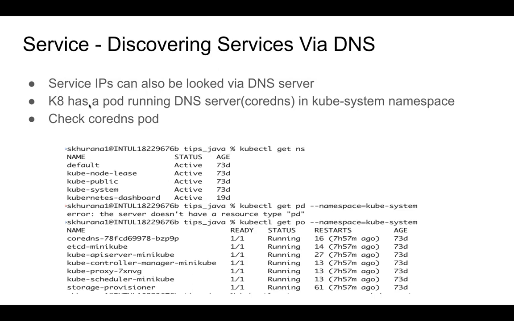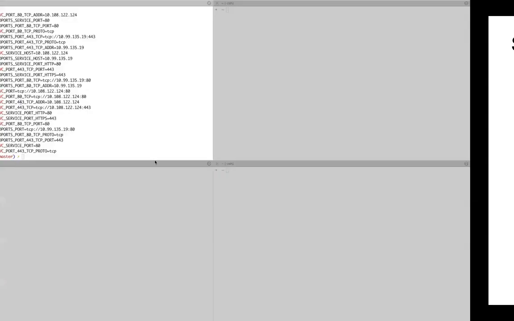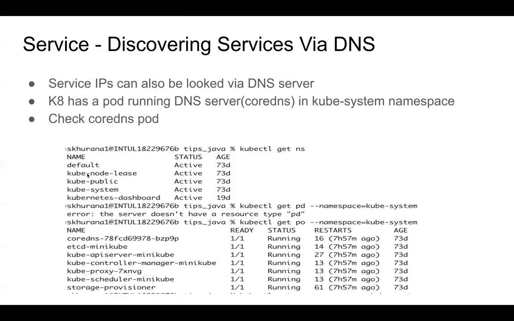Kubernetes has a pod running a DNS server, core DNS, in the kube-system namespace, and we'll see that. So first, let's get all the namespaces kubectl has. So kubectl get namespace. So these are the namespaces we have, and if you see kube-system, so I have changed this. Earlier I was running Minikube. Now I have reinstalled Docker Desktop. So I am not seeing DNS in the Docker Desktop. Oh, these are the namespaces. My mistake. So there's a namespace called kube-system.